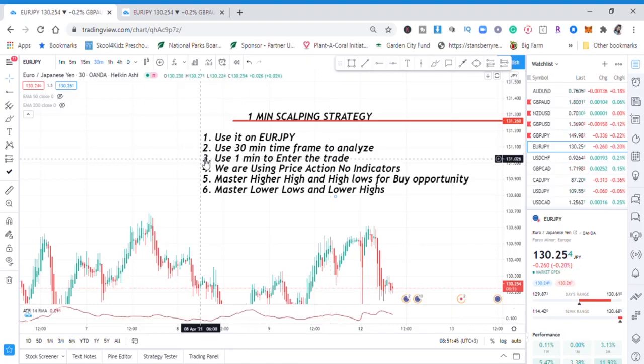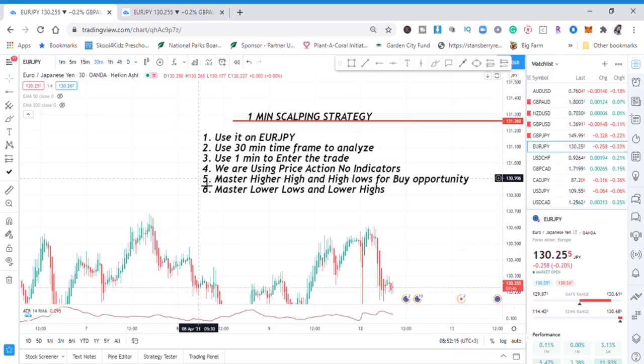And then number 4, we are using price action, no indicators. In this strategy, we don't have any indicators. We don't have any moving average. We are just using price action, and I will show you in a moment. And then number 5, if you want to use this strategy, you need to master high highs and high lows for buy opportunities. And number 6, you need to master lower lows and lower highs for sell opportunities.